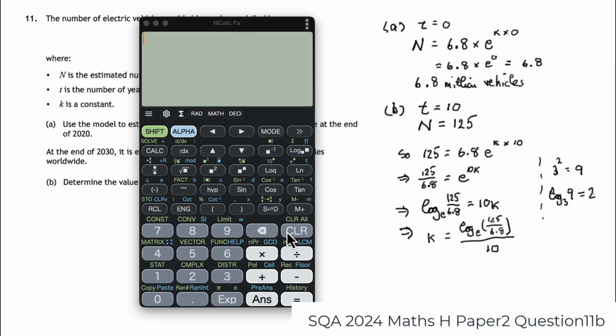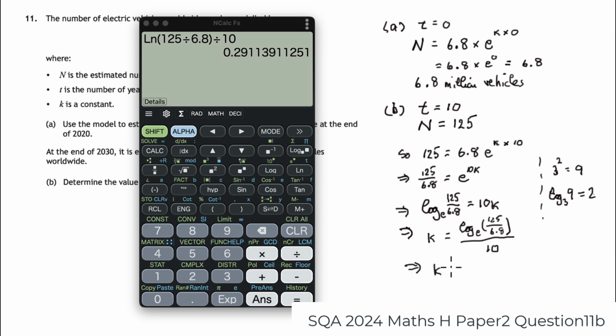So here it is, and here is my natural log button, log to the base e. This button here is log to the base 10. This is log to the base e. So that's the button I'm going to use. And we've got log to the base e of 125 divided by 6.8. So that's what I've got up here, and I have to divide it by 10. So let's work that out, and there it is.